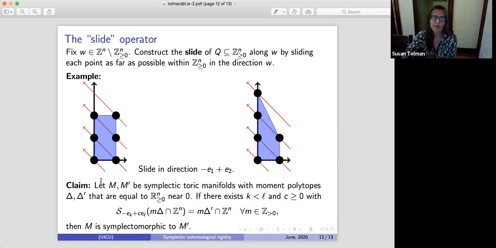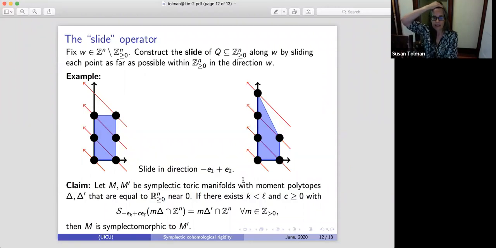So let's see what this does in this example. You see here, we're sliding along the red arrows, and here we can't slide, here we can't slide, here we can't slide, but you see this point right here, there is room to slide it. I can slide it one position here, and now I get this picture. So I go from this picture to this picture by sliding along the red arrows.